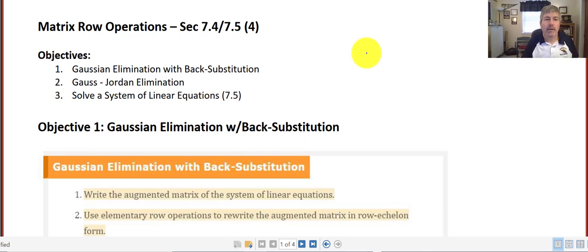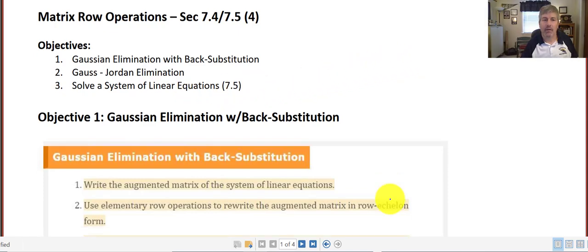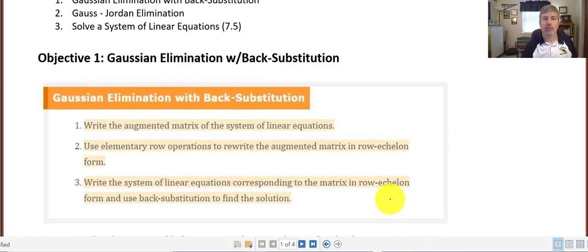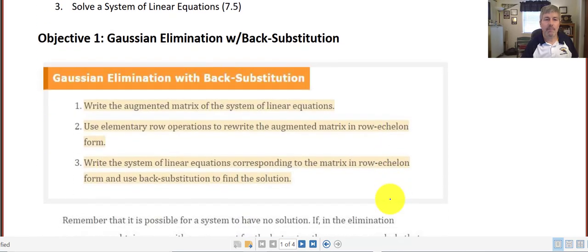Welcome back. In this video, the objectives are to introduce Gaussian elimination with back substitution. We'll do a sample using Gauss-Jordan elimination, and then we'll solve a system of linear equations using the skills from the previous objectives. So let's take a look at Gaussian elimination with back substitution.